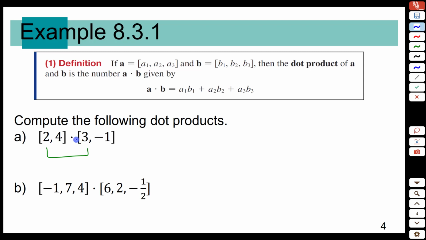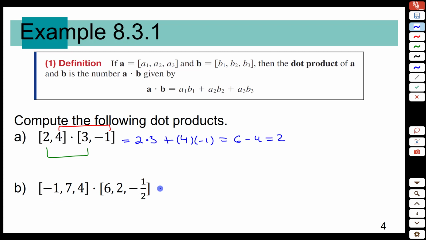If we take 2, 4 dotted with a 3, negative 1 vector, what we're computing here is 2 times 3 plus the y components here are 4 and negative 1, so 4 times negative 1, and then just expanding, 6 minus 4 gives us 2. So the dot product of these two vectors is the number 2.